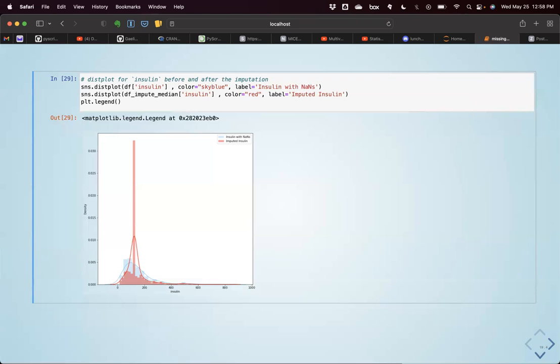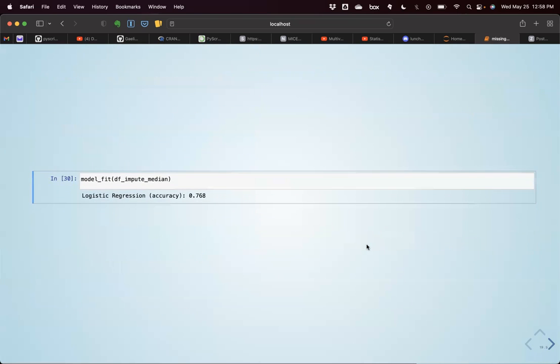But let's run our model. Let's keep on. Let's run our model. And with the median, the accuracy took a hit: 0.768. Not that much, but yes, there was some effect in that.